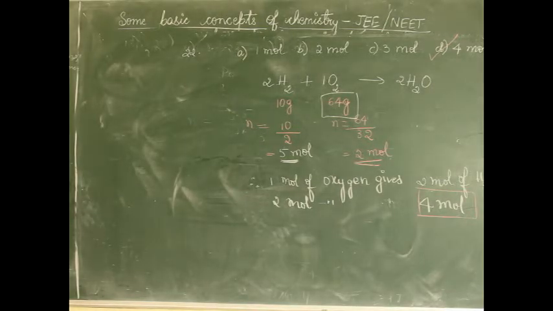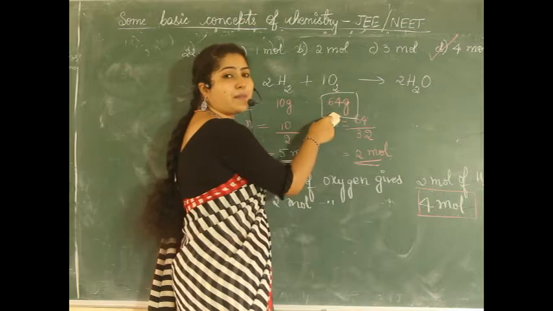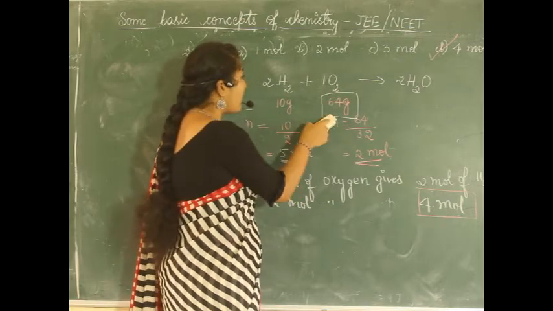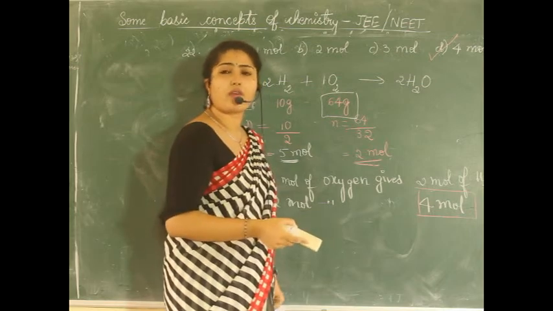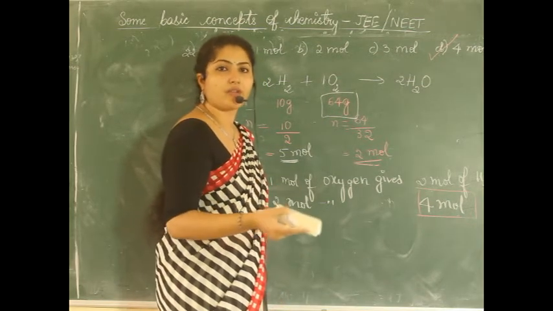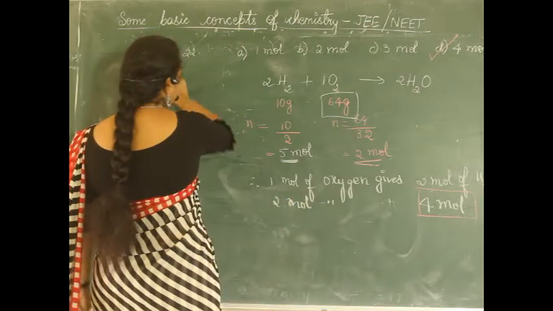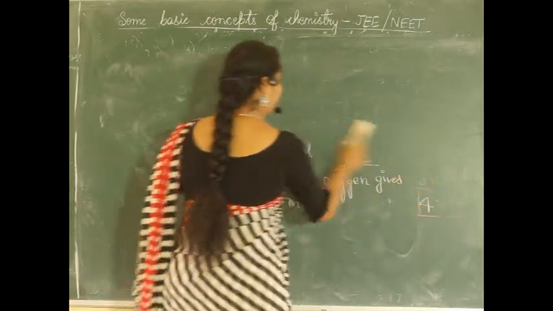Hope you are getting the point now. Okay, here in the equation it is actually 1 mole, but as per the question it is given 10 gram of hydrogen and 64 gram of oxygen. 64 gram of oxygen means 2 moles. So for 2 moles it will be twice of that. 2 2s are 4. That is why it is 4 moles. Okay.